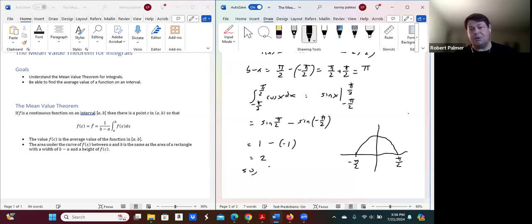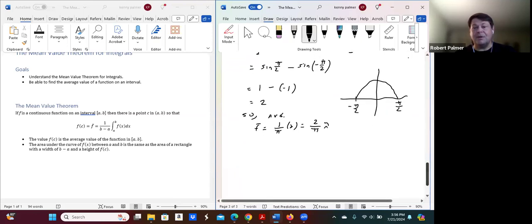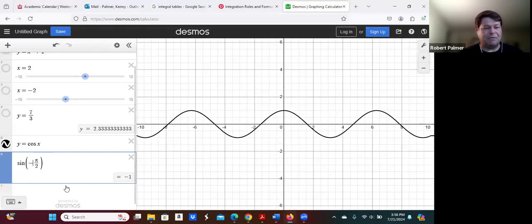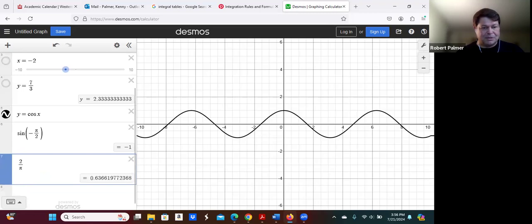Okay, so the average value, F average, is equal to 1 over b minus a, which was pi, times this integral, which is 2. And so this is 2 over pi. Now, approximately what is that? Use your calculator or also use Desmos. About 2 divided by 3.14. So 2 divided by pi is about 0.636.